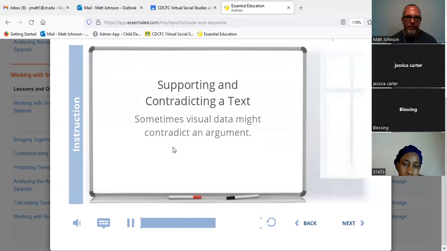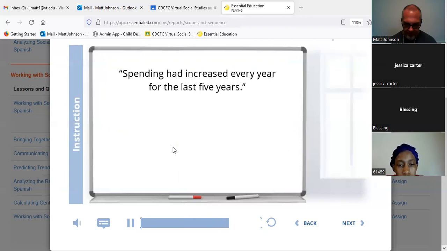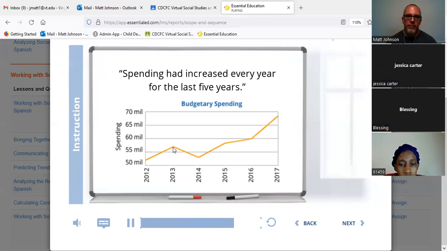Sometimes visual data might contradict an argument, that is, it might go against the argument it's trying to make. Last year, I read an article about my city's budgetary spending. According to the article, our spending had increased every year for the last 5 years. But look here. This was a graphic included in the article. Look at 2014. In 2014, our spending actually went down. While it's true that the city's spending has been trending upward, it's not true that our spending has increased every year. This is a case where the visual data contradicts what the text is saying.